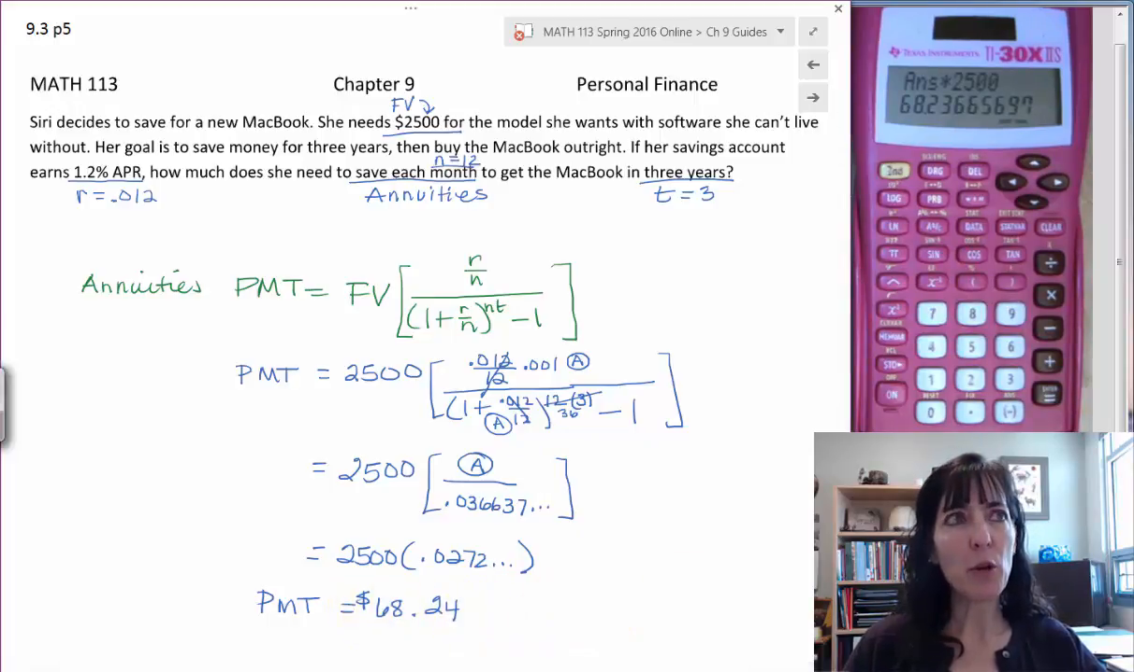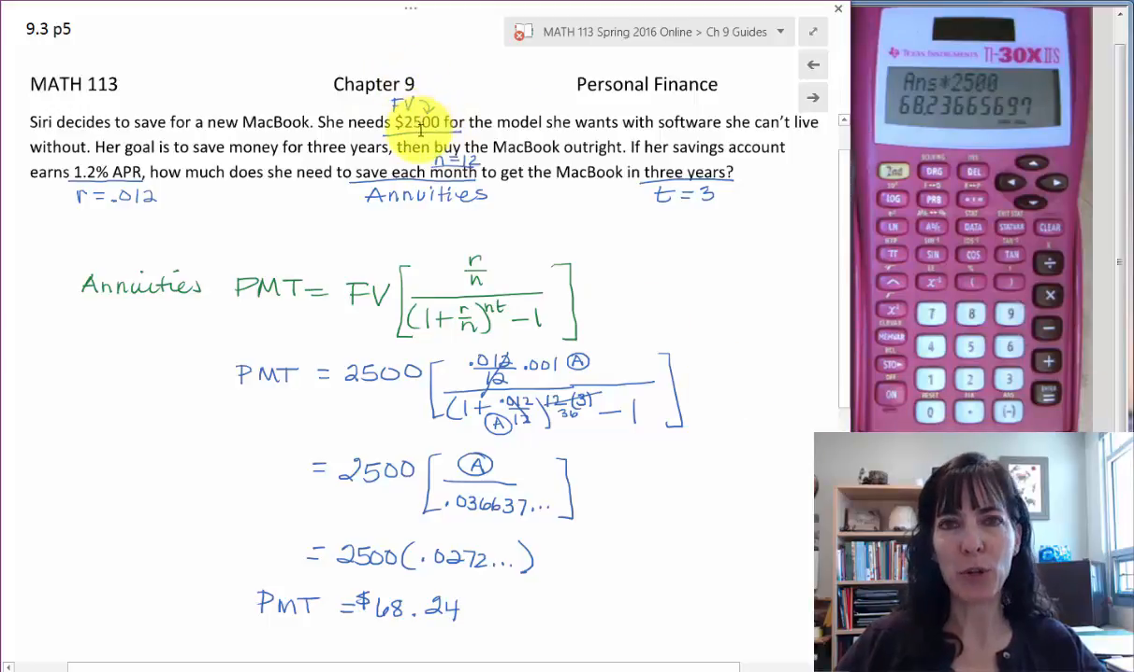And my payment per month for 3 years will be $68.24, and at that time I should have, with my interest added in as well, enough money to buy, or Siri should have enough money to buy the $2,500 MacBook Plus software that she's dying to have.